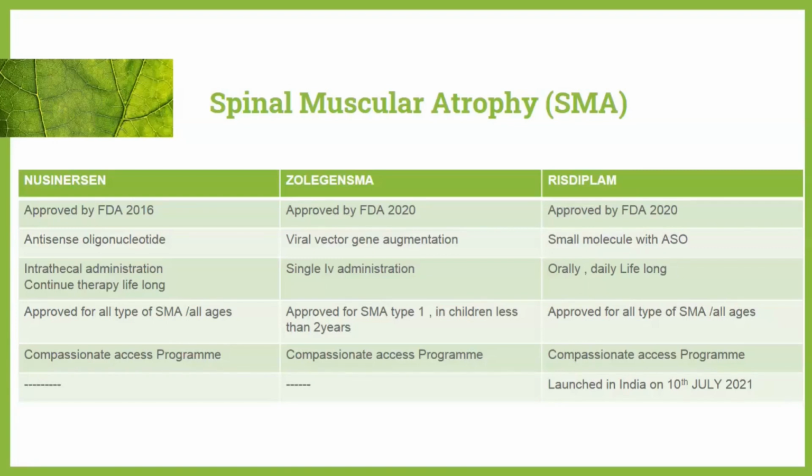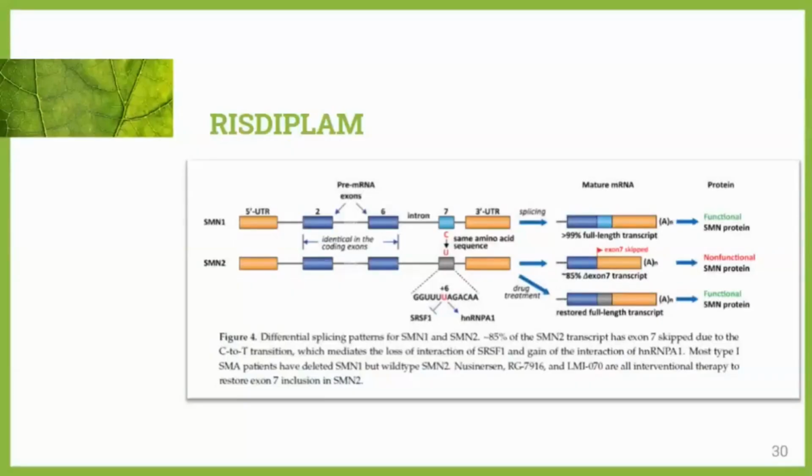And risdiplam was approved by the FDA in 2020. It is a small molecule, an ASO, given orally, daily, lifelong, approved for all types of SMA and all ages. It is available through the compassionate access program, and it was launched in India on 10th July 2021, DCG approved, by Roche, and it is available in the market. We are giving it to our 43 patients.